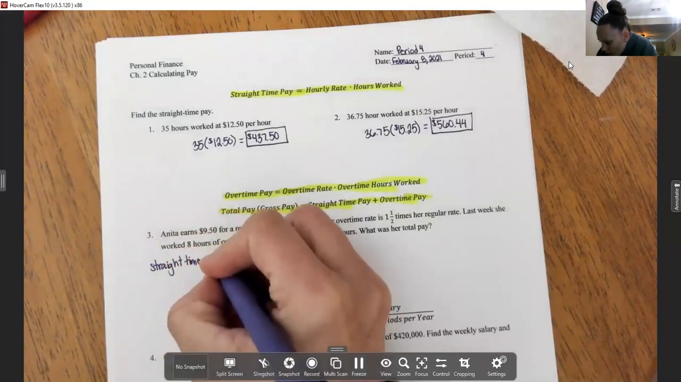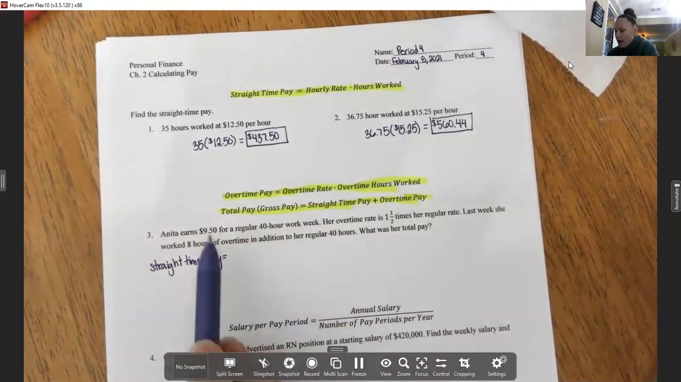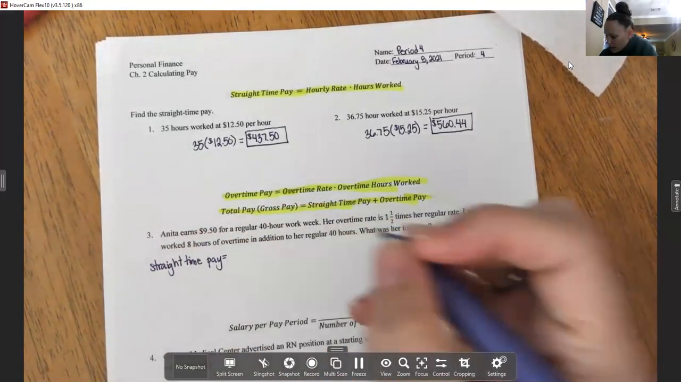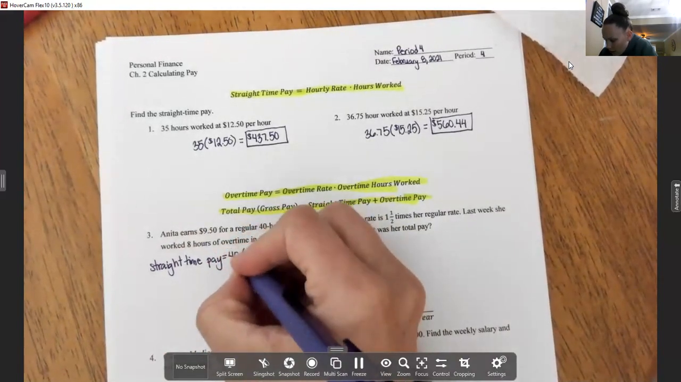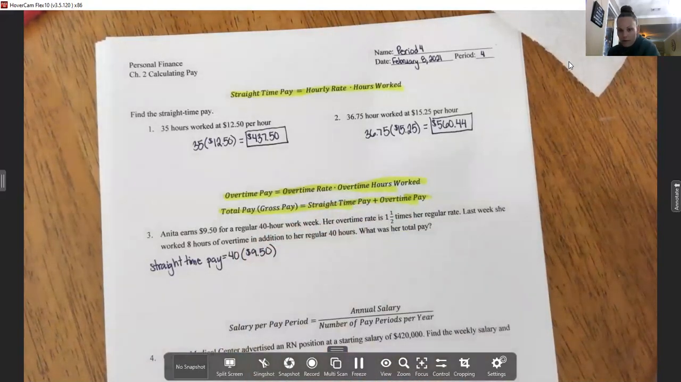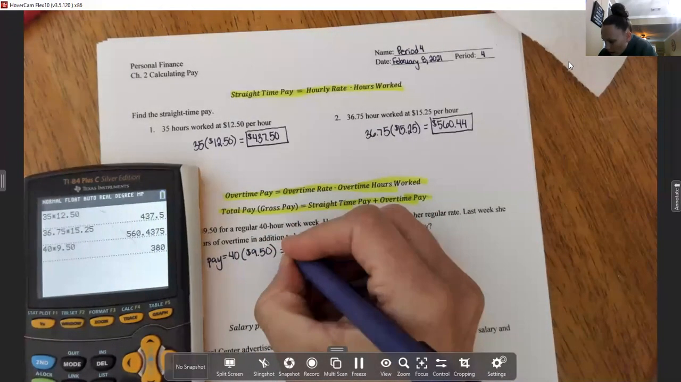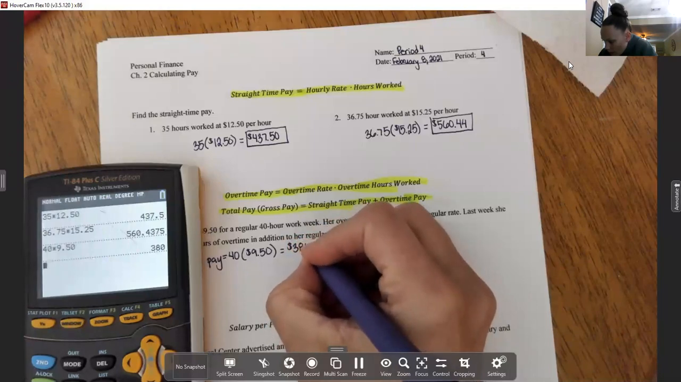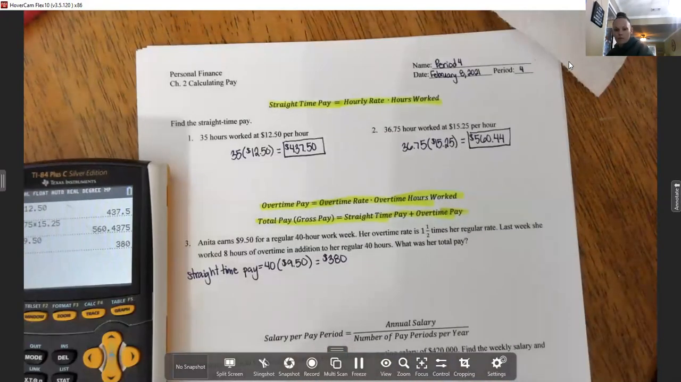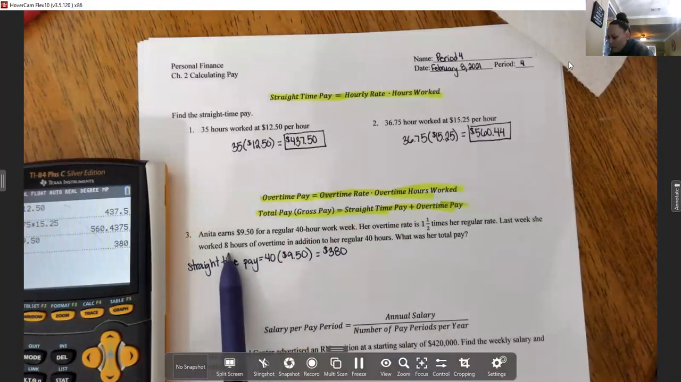So straight time pay is, again, her regular hours. So she works 40 regular hours for $9.50. So 40 times $9.50. So her straight time pay here is $380. But she works 8 hours of overtime.